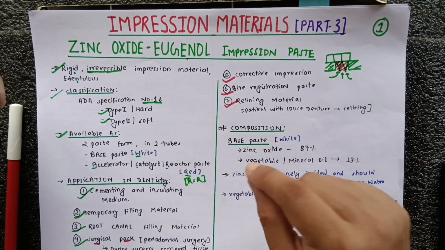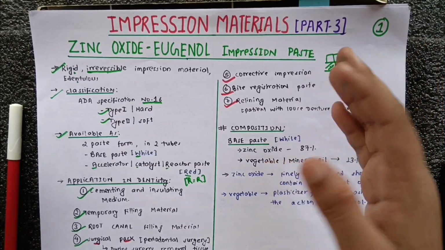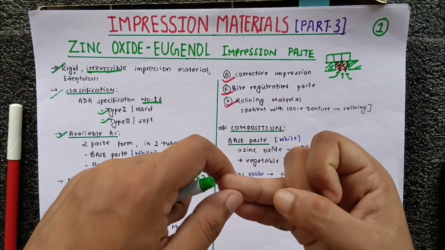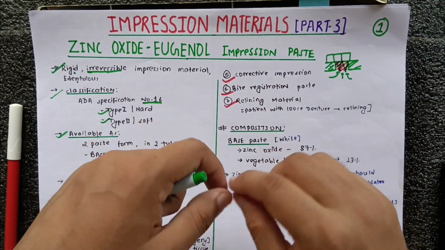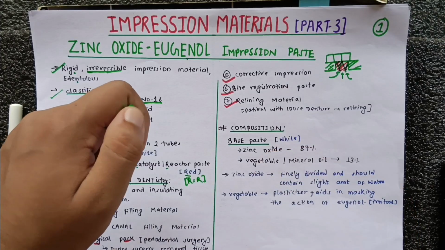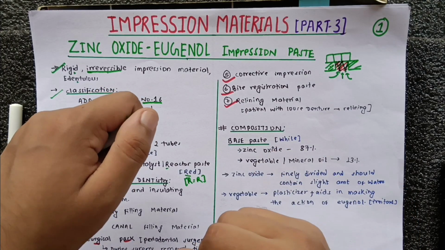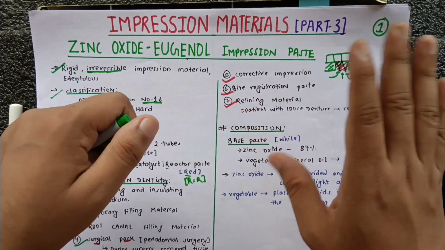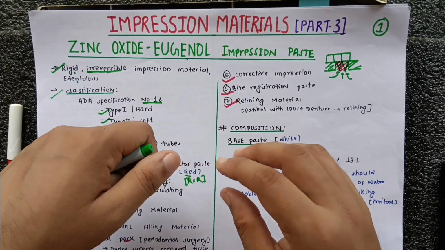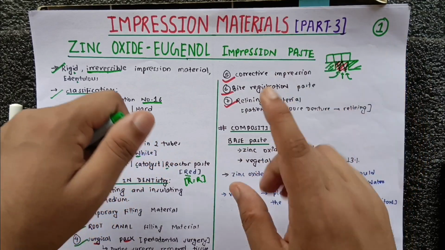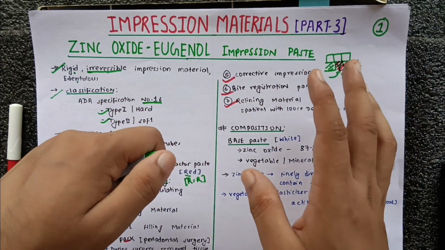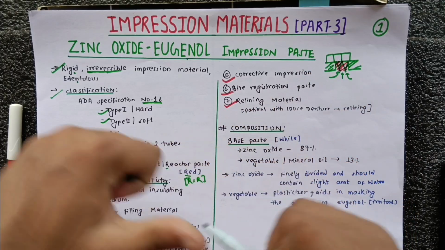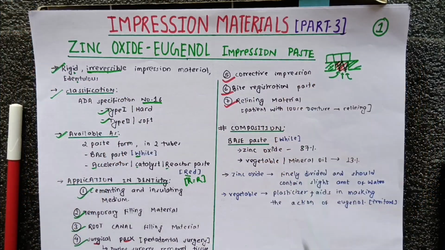So our first is a cementing and insulating material, which is easy; it just insulates. Another is a temporary filling material, another is a root canal filling material, and the surgical pack for periodontal surgery. After periodontal surgery, when the flaps of gingiva are exposed, for sealing of those zones we can use this zinc oxide eugenol. After that, our fifth is a corrective impression, and sixth is a bite registration paste and the relining material. So these are the applications of the zinc oxide eugenol impression paste.